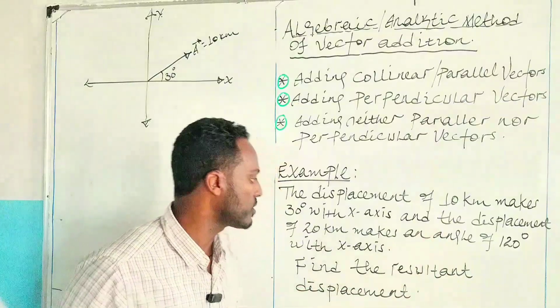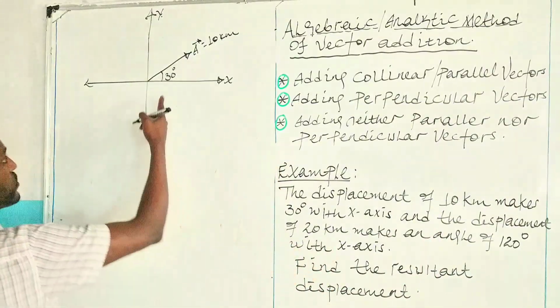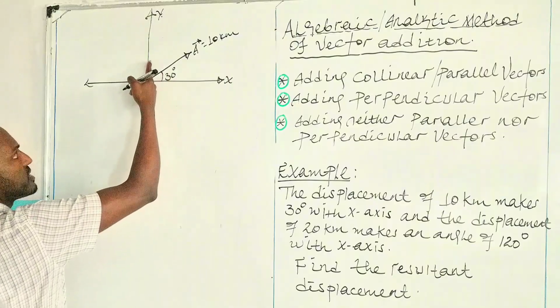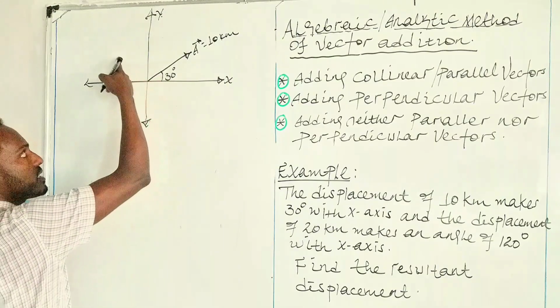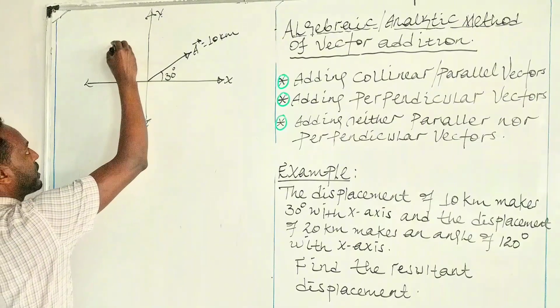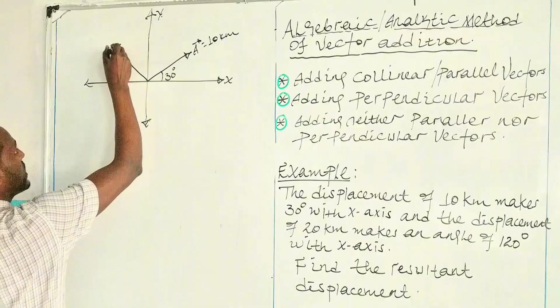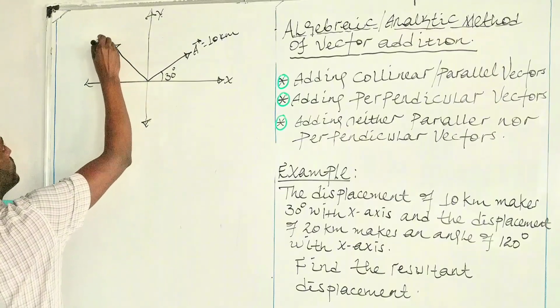120 degree from the horizontal. So 120 degree means from here to here is how much? 90 degree. So 90 plus 30 which is 120 degree, right? So the vector is acting at this point. So this is the second vector, which is vector B.